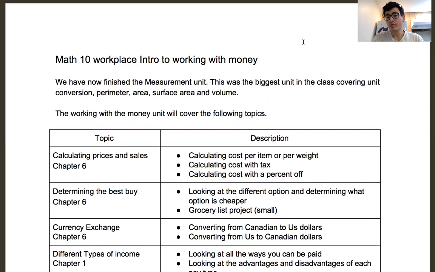So we finished up the measurement unit. The measurement unit was most of the course, covering unit conversions, perimeter, area, surface area, and volume. That's pretty much everything we've done until now in the course. Having online learning has definitely slowed us down a little bit, but I still think it's possible for us to cover everything we wanted to cover, maybe just not in as much detail.